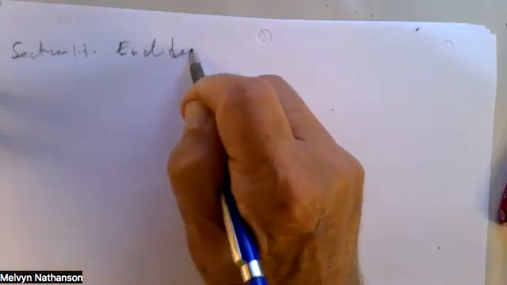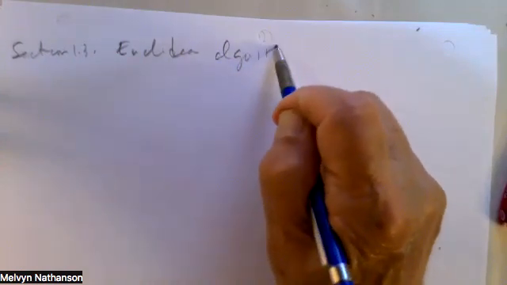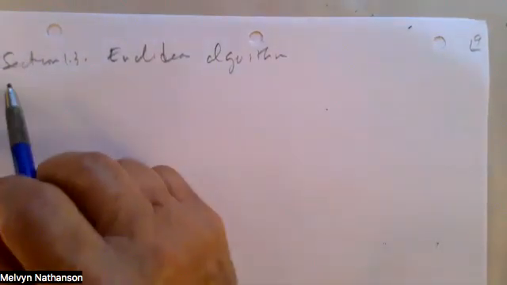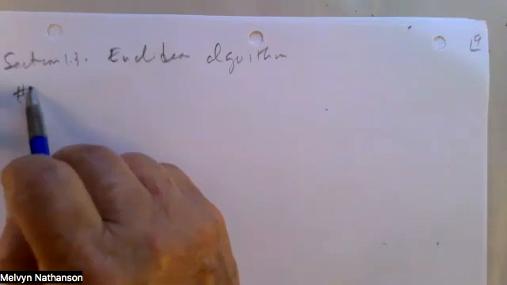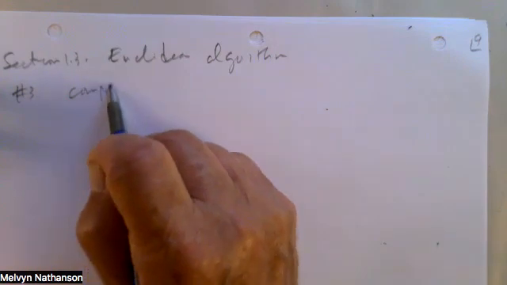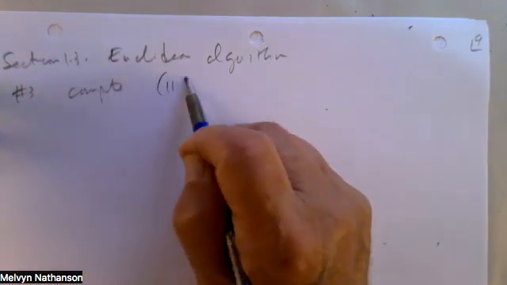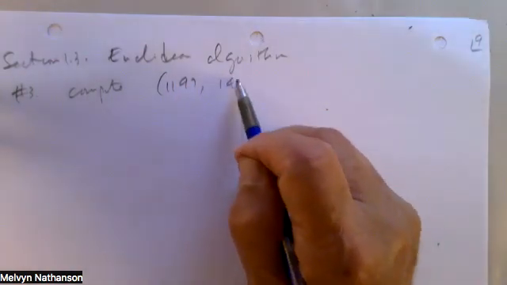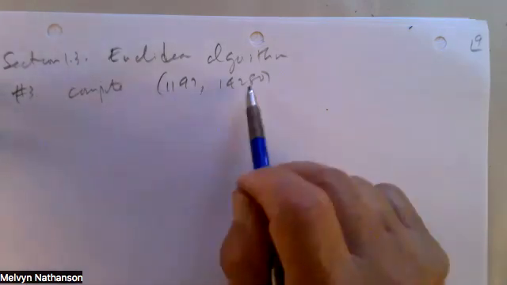So this is in section 1.3, which is on the Euclidean algorithm. And problem number 3 is to use the Euclidean algorithm to compute the greatest common divisor of 1197 and 14280, and to express this greatest common divisor as a linear combination.